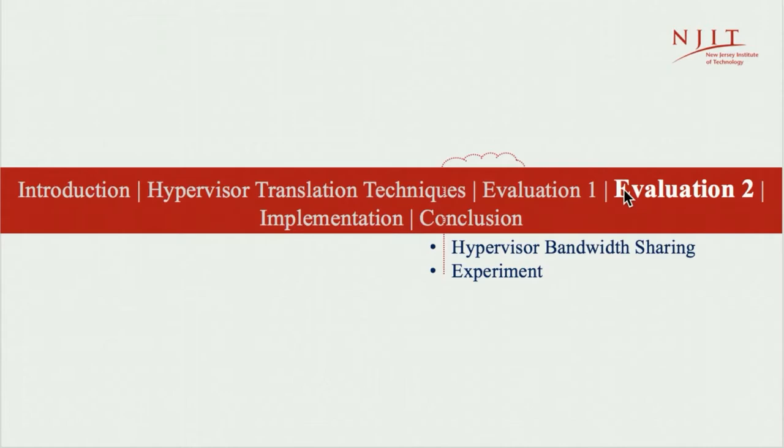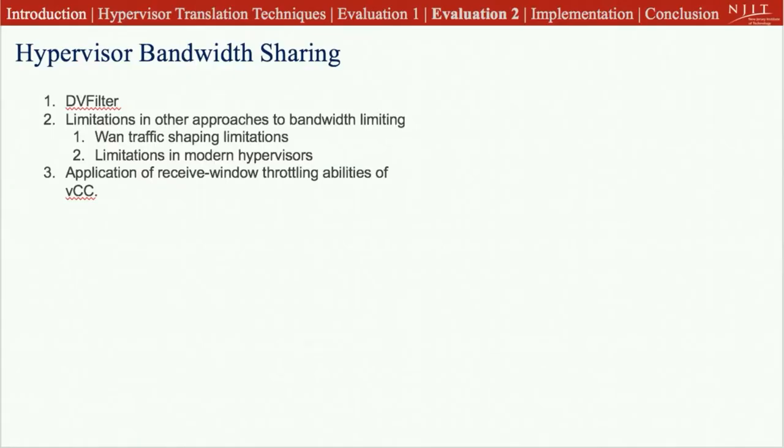Here we talk about how researchers evaluated bandwidth sharing. Researchers described the proof-of-concept VCC translation layer which they implemented on the VMware vSphere hypervisor, and later they showed how it can be used to provide bandwidth sharing. Now let's get started. Hypervisor bandwidth sharing. Here we are going to talk about the DV filter, limitations and other approaches to bandwidth limiting, and the application of receive window throttling abilities of VCC.